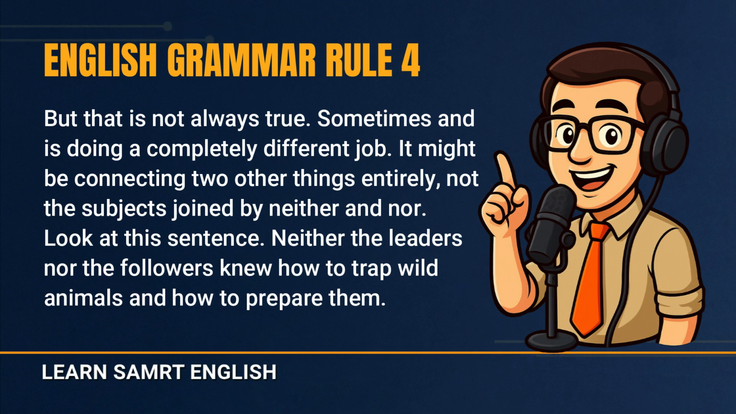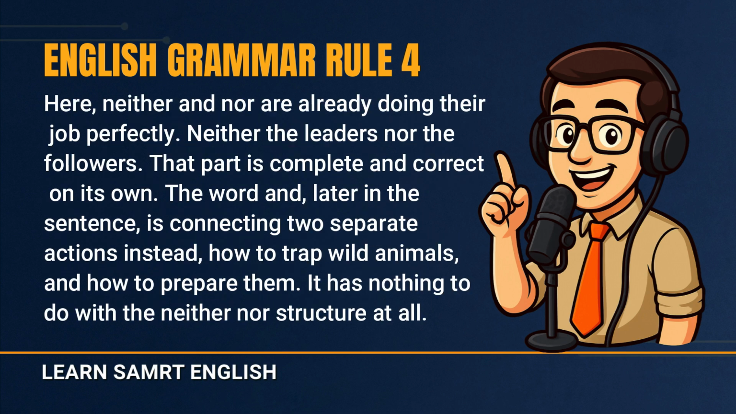Look at this sentence. Neither the leaders nor the followers knew how to trap wild animals and how to prepare them. Here, neither and nor are already doing their job perfectly. Neither the leaders nor the followers. That part is complete and correct on its own. The word and later in the sentence is connecting two separate actions instead, how to trap wild animals and how to prepare them. It has nothing to do with the neither nor structure at all.